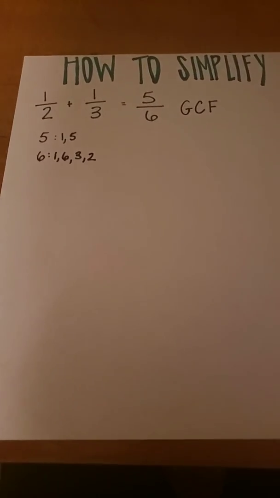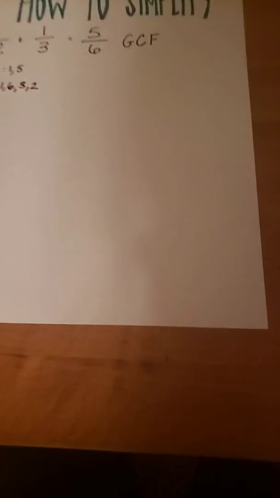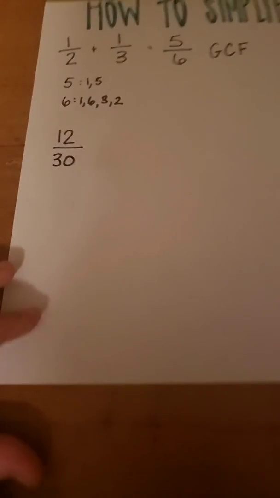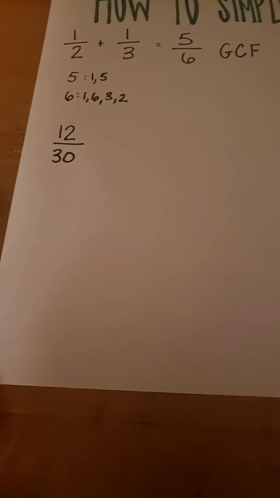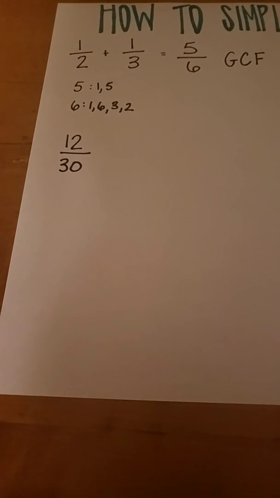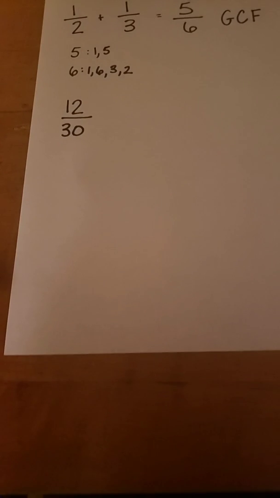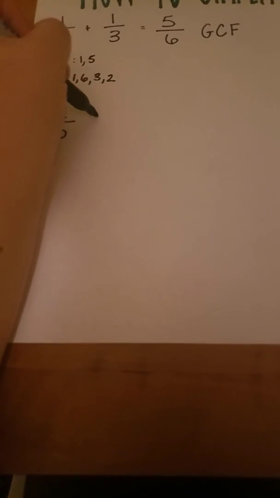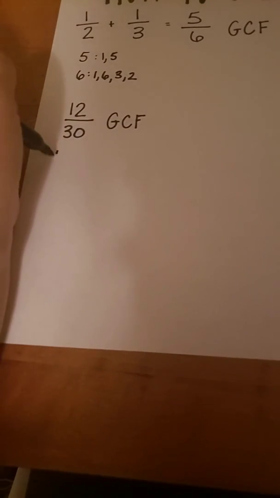So what I'm going to do is give you a fraction that we can simplify. So let's say your fraction was 12/30. You have added some fractions together and you have gotten 12/30 as your answer. You want to make sure that it's in its simplest form, so you want to go ahead and simplify that fraction. We're again going to find the GCF of the numerator and the denominator, greatest common factor. So I'm going to make a list.